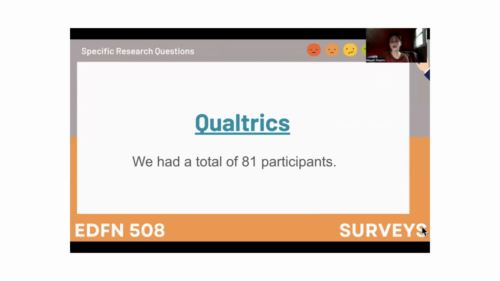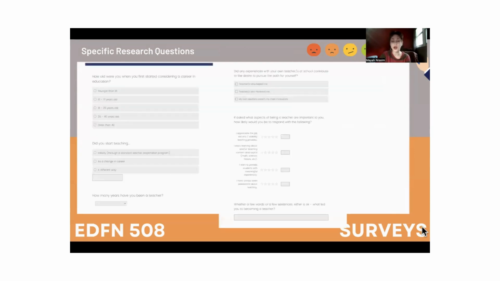We conducted our survey using Qualtrics, which is a survey creating site that allows for a lot of different question asking options. And our survey had 5 multiple choice questions, 4 statements that participants were asked to star from 1 to 5 based on how much importance the statements had for them, and then 1 short answer question at the end. And we had 81 participants.